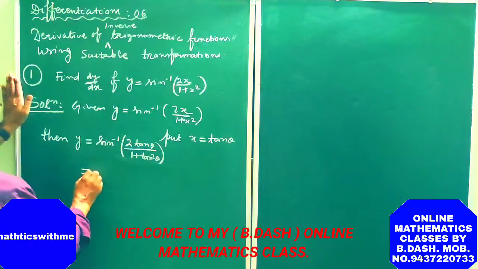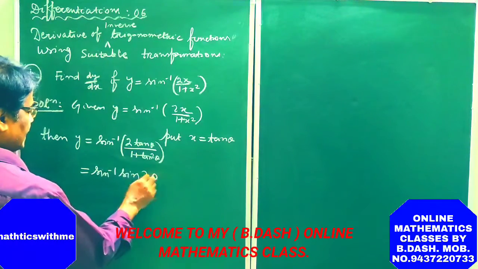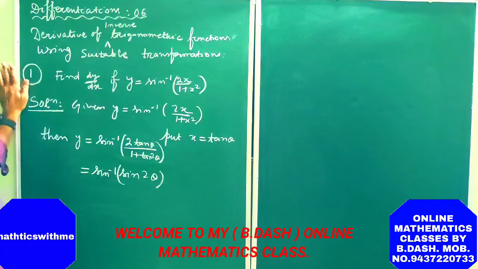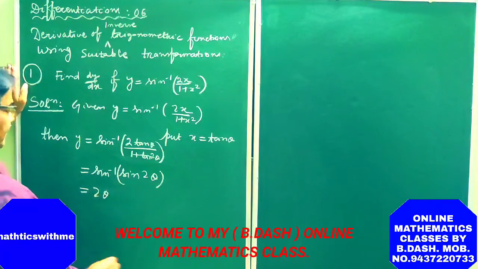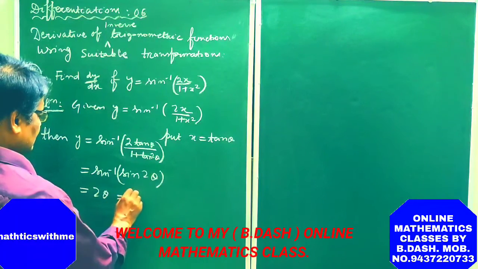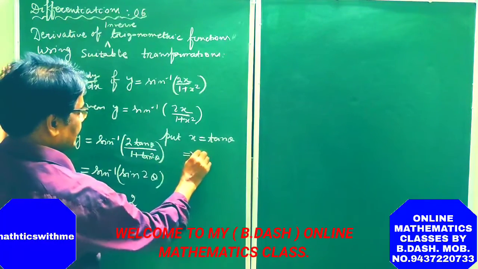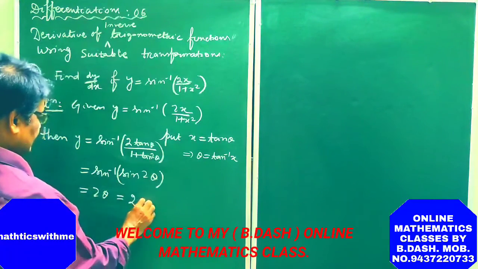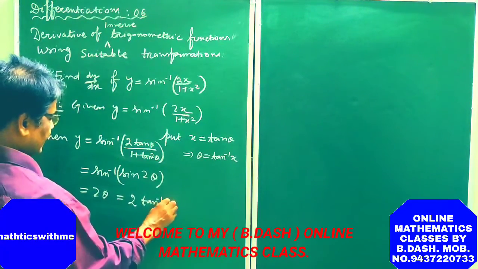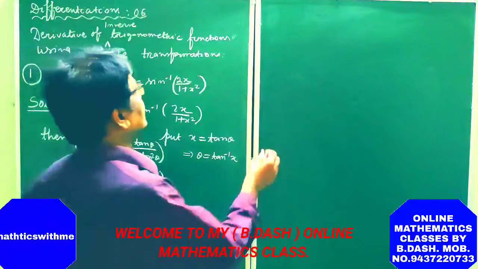This is equals to sin inverse of sin 2 theta, because sin 2 theta equals to 2 tan theta by 1 plus tan square theta. So this is equal to 2 theta. We can write this is equal to 2, in place of theta, we can write tan inverse x. So now 2 theta is equal to 2 tan inverse x.